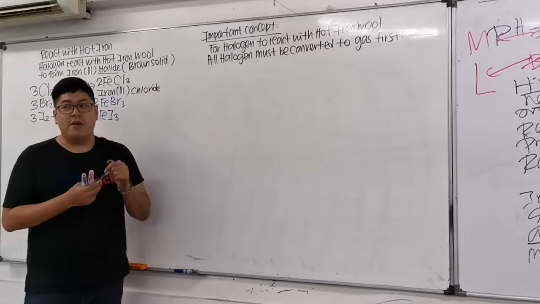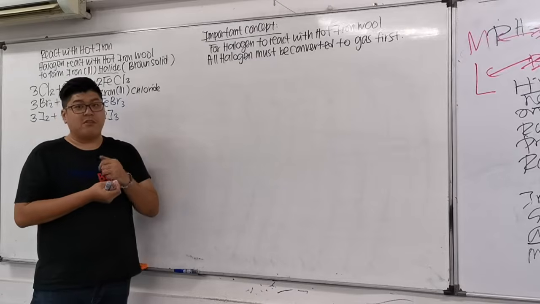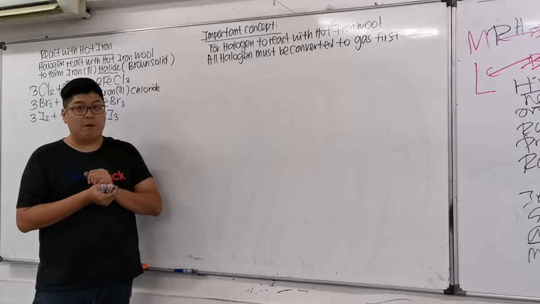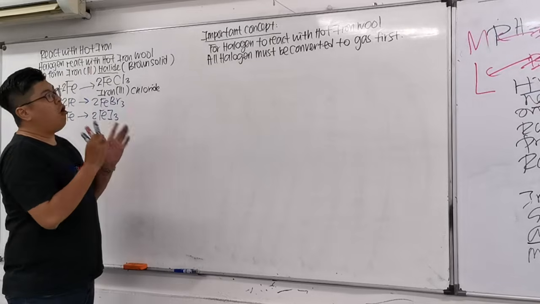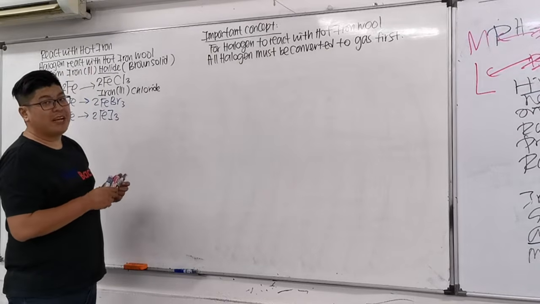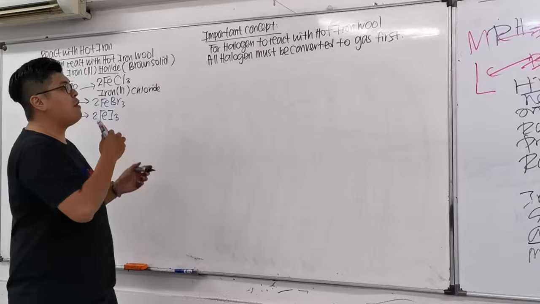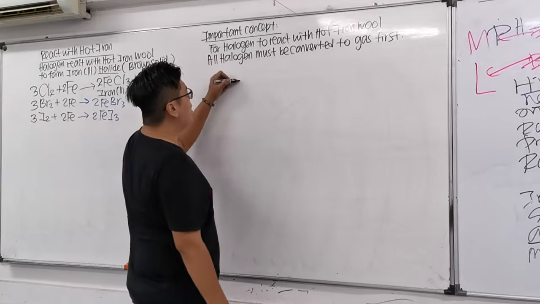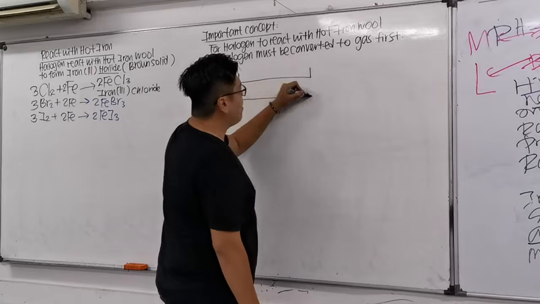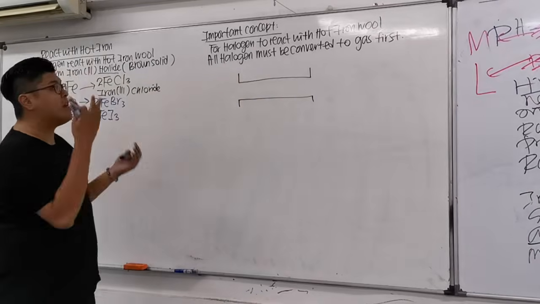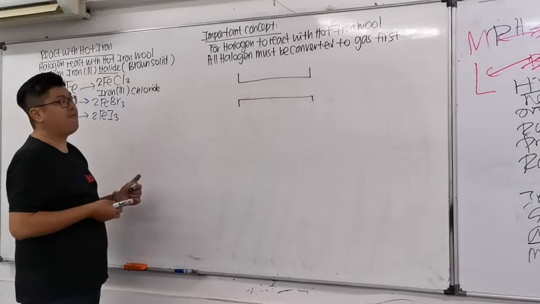Just now, bromine is a brown liquid, and iodine is a purple-black solid, no problem. But when you want to react with hot iron wool, all the halogen must be converted to gas in the first place. Let's start with the first one, chlorine. My question, is chlorine originally a gas already? Yeah, right? Chlorine is already a gas, so you don't need to do any extra effort.